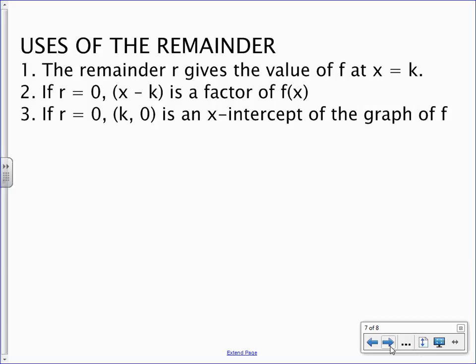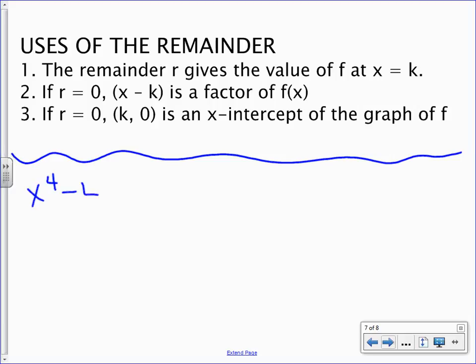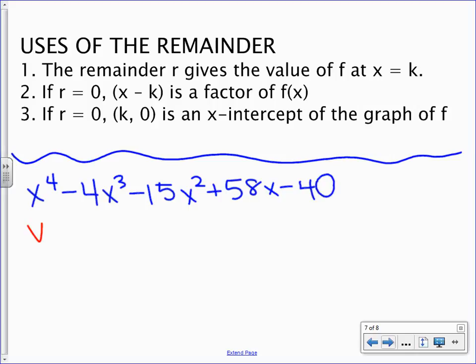Okay. Now I do want to go through one problem that you'll see in your homework. Okay. What's going to happen is you're going to be given a function. Okay. So here we have a fourth degree function. And it's going to ask you to verify that you have some factors.